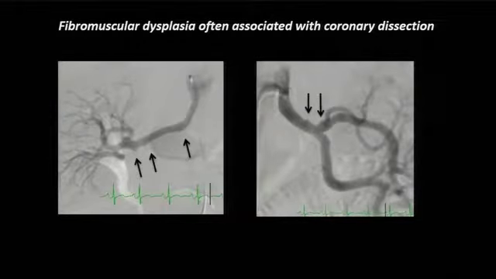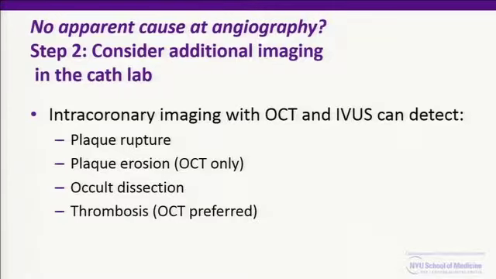Fibromuscular dysplasia is associated with coronary dissection, and you can see that nicely demonstrated in the renal arteries of this patient as well. All right, so we've done an angiogram, we've gone back and looked for it. We say maybe in this case it's not an embolism, it's not a dissection, it's definitely plain old MINOCA.